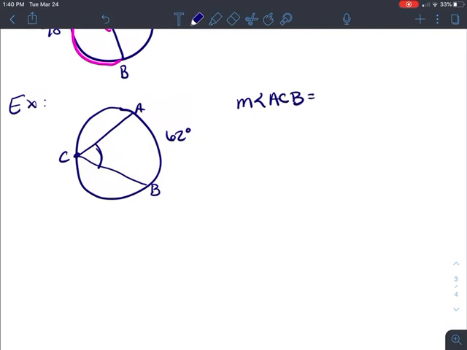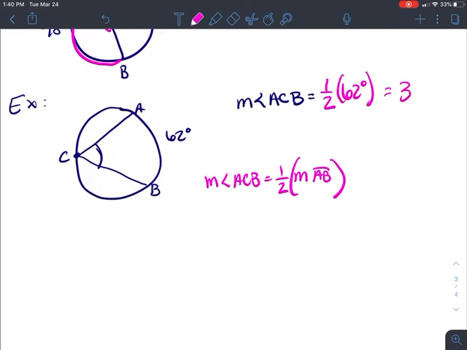So using the inscribed angle theorem, I can say that the measure of angle ACB is equal to half of the measure of my arc AB. Okay? So I'm going to say it is equal to half of 62 degrees, which gives me a total of 31 degrees. So that is my answer for this example.